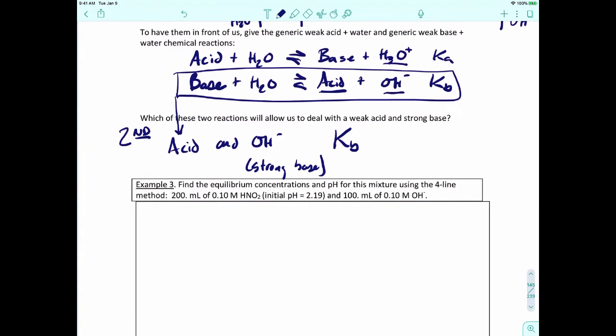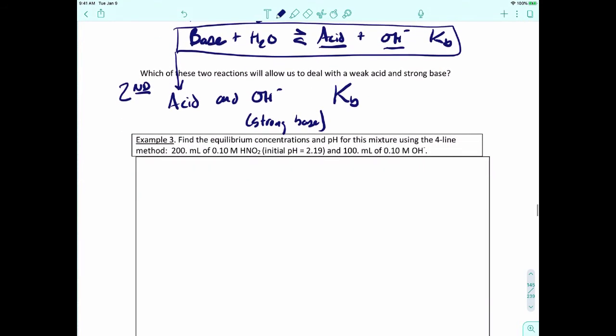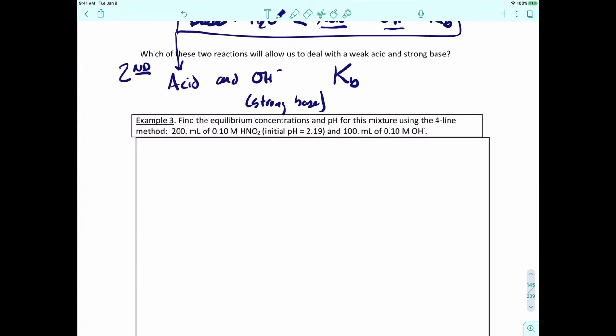We're going to use the 4-line method, just like we did in the previous video. All right, so here's our next problem. Find the equilibrium concentrations and pH for this mixture using the 4-line method. You've got 200 milliliters of 0.10 molar HNO2. The initial pH is 2.19. And you've got 100 milliliters of 0.10 molar hydroxide, so strong base. Okay. Now, one piece of information, HNO2 is your weak acid, and that actually has a Ka. So that Ka, if we look it up, is 4.5 times 10 to the minus fourth.